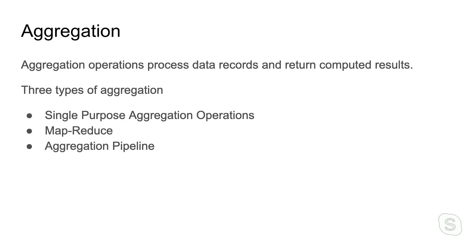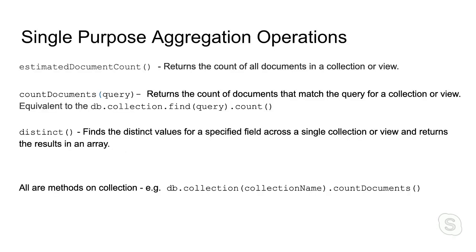So yeah, the aggregation. There are 3 types of aggregation, and now we will look at all of them. First one is the single purpose aggregation operations, which are aggregation methods provided by Mongo because they're used quite often. The estimated document count and count documents are similar. The first one will return the count of all the documents in a collection or a view. The second one does the same, but we pass a query object as we saw before. It will return only the count of the documents matching this query. So if you pass an empty object, it should return the same amount of documents as the first one.